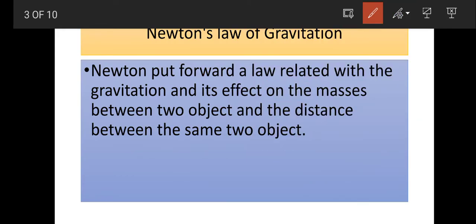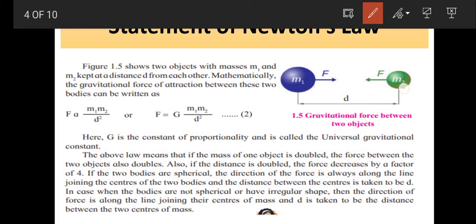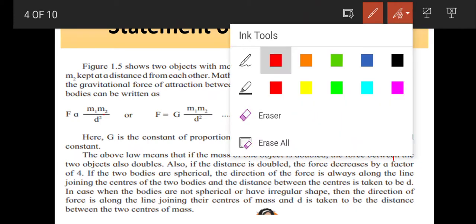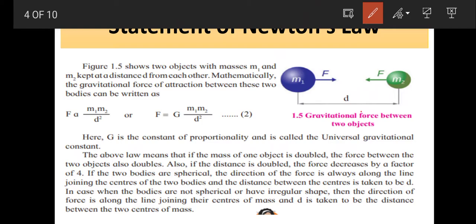So let's see what is the statement of Newton's law. This figure shows m1 and m2, these two objects. These are the two objects having different masses and they are attracted towards each other with a force that is shown by F, and that force is the gravitational force.